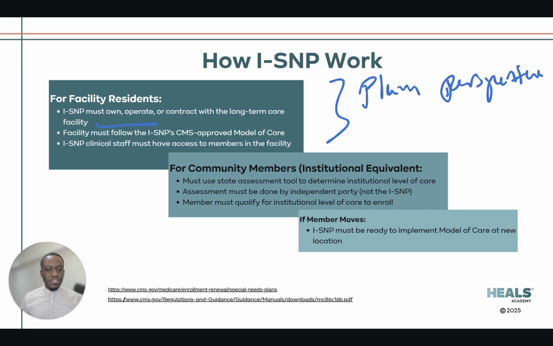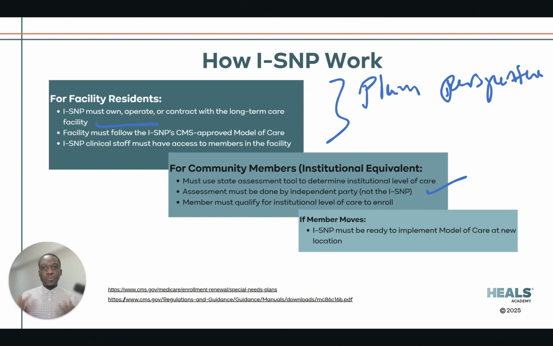For community members, institutional equivalent I-SNPs must use a state assessment tool to determine institutional level of care, and the assessment must be done by an independent party, not the I-SNP itself. The members must qualify for institutional level of care to enroll based on that assessment. And if members move, the I-SNP must be ready to implement the model of care at the new location.